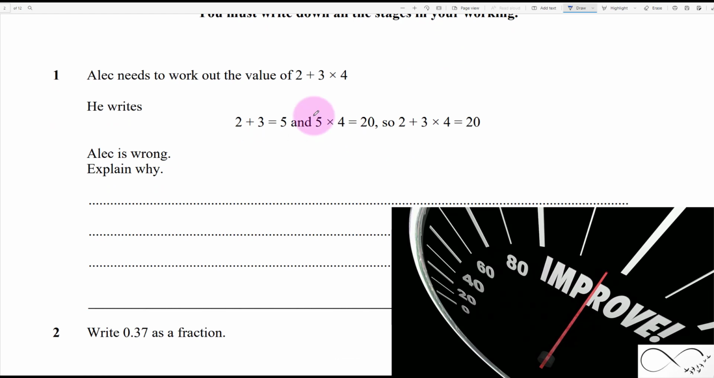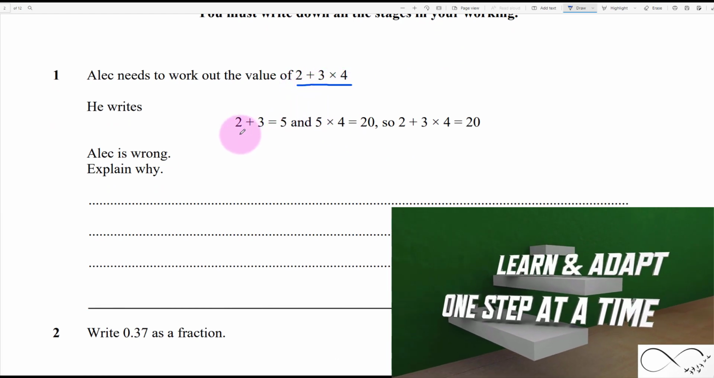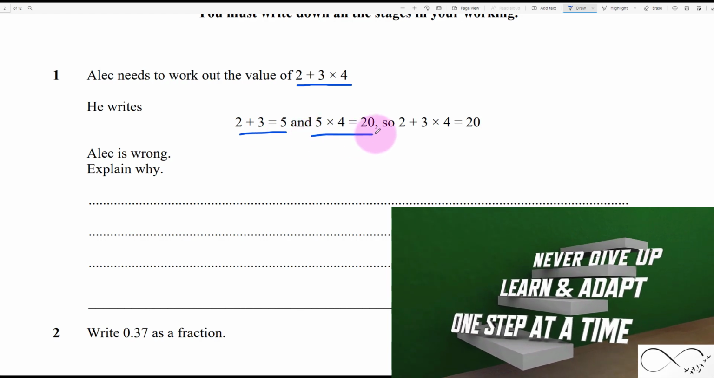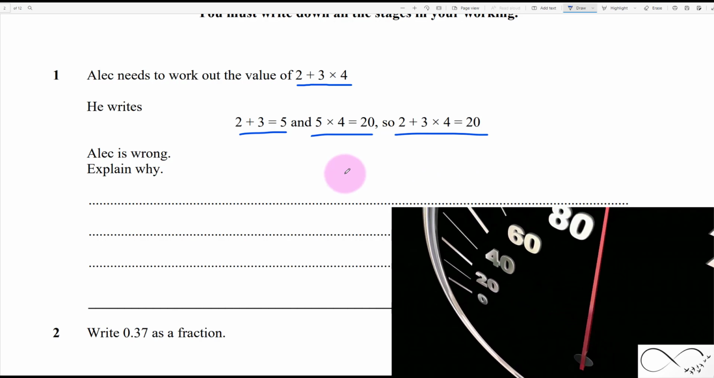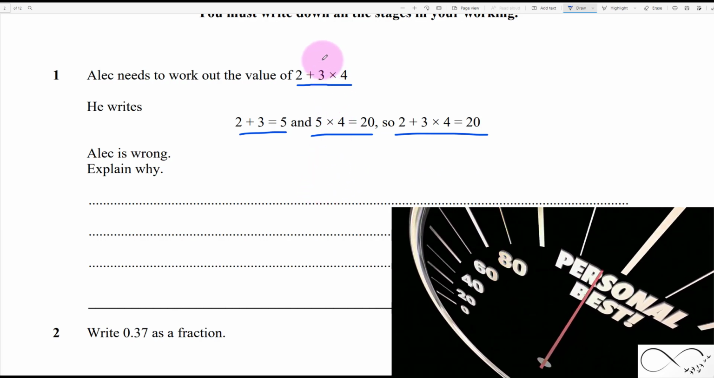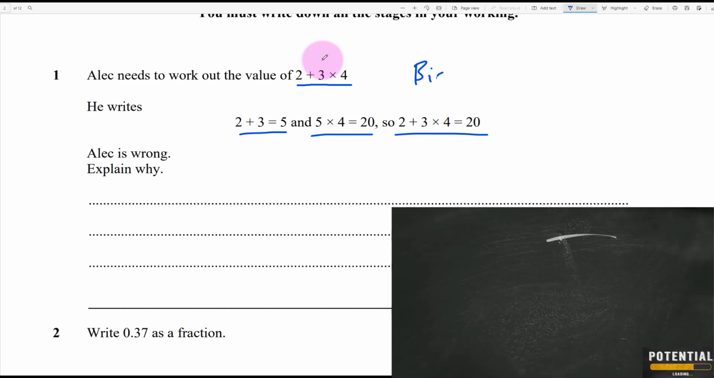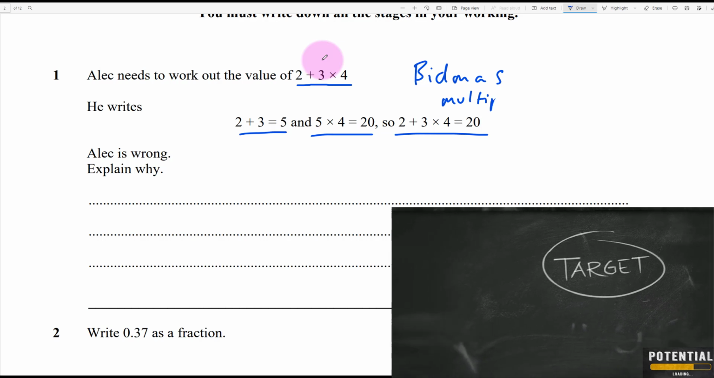Right, question 1. Alec needs to work out this value. He writes 2 add 3 equals 5, and 5 times 4 equals 20, so that equals 20. Explain why he is wrong. Well, you know the laws of BIDMAS. That's right, BIDMAS. So multiplication comes first.